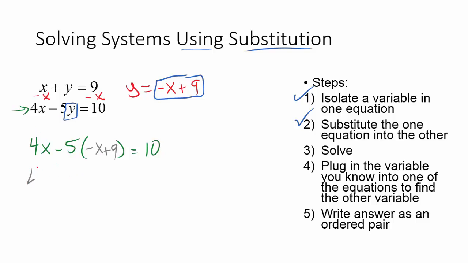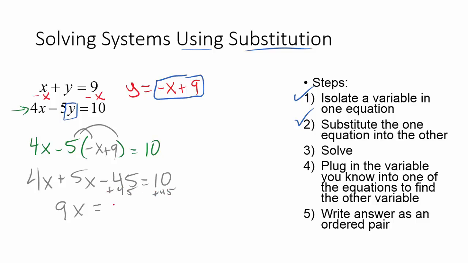So I'm going to start by bringing my 4x down and distributing this negative 5. So we're just going to solve this like a regular equation. That would give me positive 5x minus 45 is equal to 10. Alright, so far, again, flip the sign, 45. Now over here we're going to get 9x is equal to, and if we add the 45 to the other side, we should be getting 9x is equal to 55. And if I divide by 9 on both sides, I'm going to get that x is equal to, we'll leave that as 55 over 9 for now.